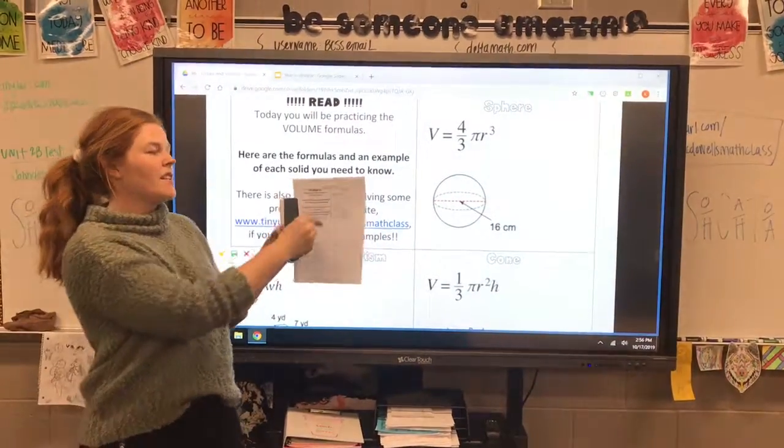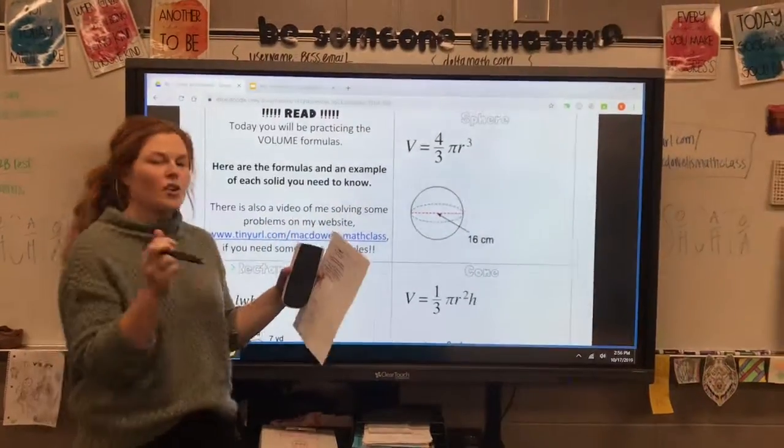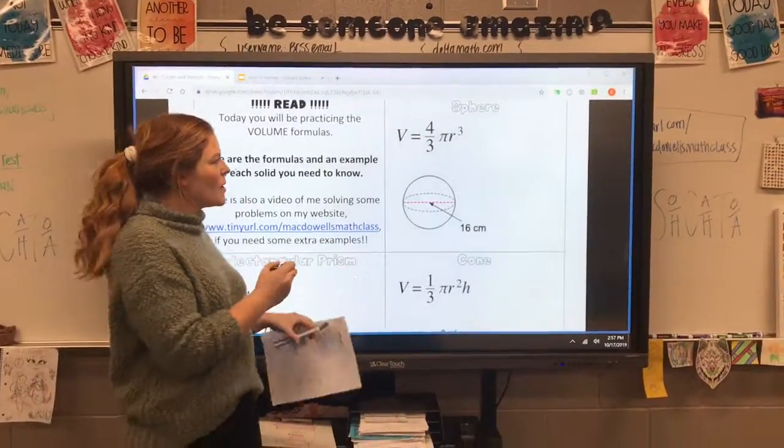So talking about volume, we're just going to be taking values and plugging them into different formulas. The formulas are literally listed there for you on the sheet. They will always be given to you. You don't have to memorize them. We just need to know how to plug values into the formulas.